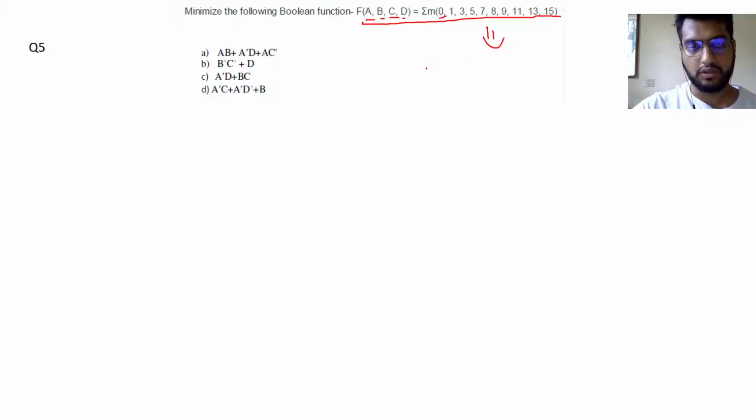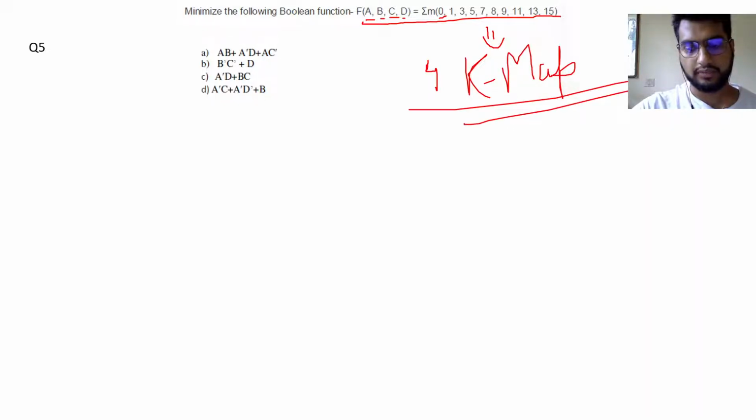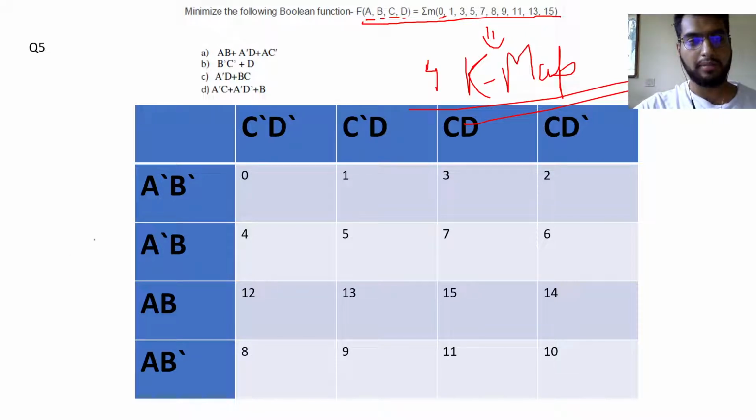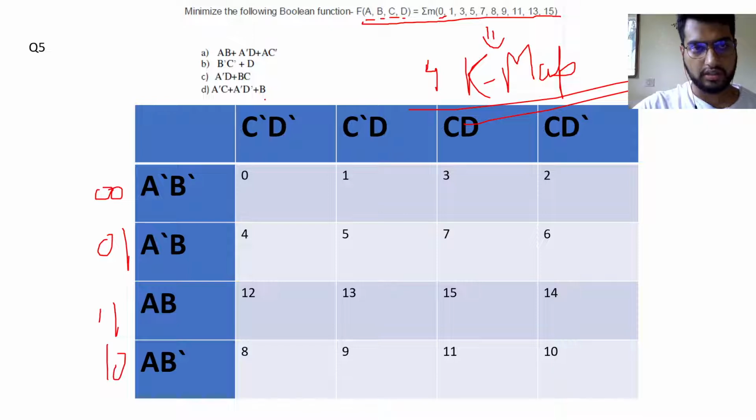So we will again use a four variable k-map. Let me just show you first the four variable k-map construction again. This is a four variable k-map. This is 0, 0 corresponding to a dash b dash. This is 0, 1 corresponding to a dash b. This is 1, 1. This is 1, 0. And then this is 0, 0, 0, 1, 1, 1, 1, 0. Corresponding min terms are 0, 1, 3, 2, 4, 5, 7, 6, 8, 9, 11, 10, and 12, 13, 14, 15.